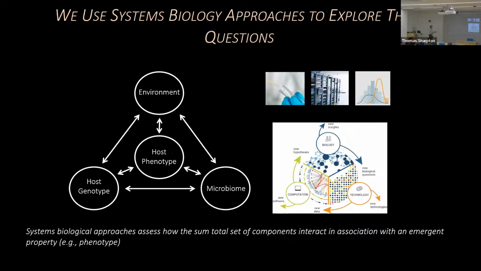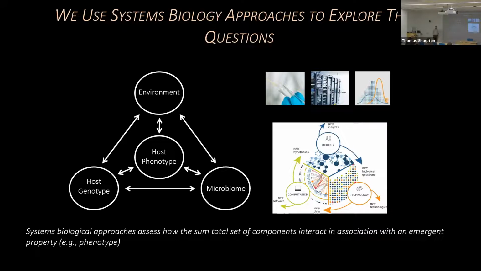We are curious about how measurements of host genotype, measurements of the microbiome, and this might be 16S data, metagenomics, metatranscriptomics, what have you, and measurements of our environment, maybe metabolomics data, maybe it's geographic information, maybe it's how much chlorophyll is in the grass that a particular wildlife species is consuming, how they all interact with one another to explain variation in host phenotype. That's the systems biology approach.